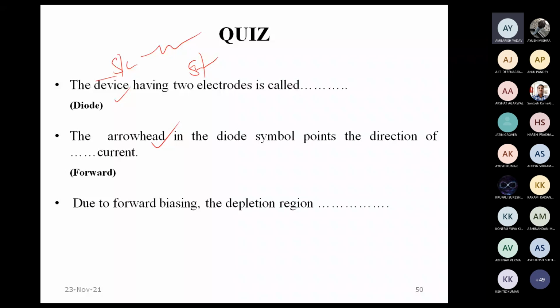Another question could be: due to forward biasing, what happens to the depletion region? In the forward bias, the depletion region narrows, whereas in the reverse biasing, the depletion region is going to grow.